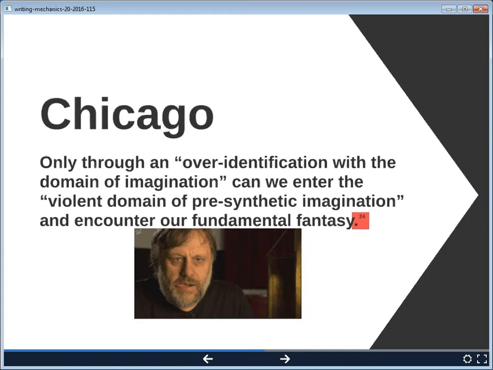So here's a sentence that quotes from Žižek using Chicago. Only through, and we have a quote, an over-identification with the domain of imagination can we enter the violent domain of pre-synthetic imagination and encounter our fundamental fantasy. And then we've got our footnote here, so that would tell our reader, go to the end of the paper. There's a list there, look for the 24th footnote or endnote, and you'll see the reference material for that quote.